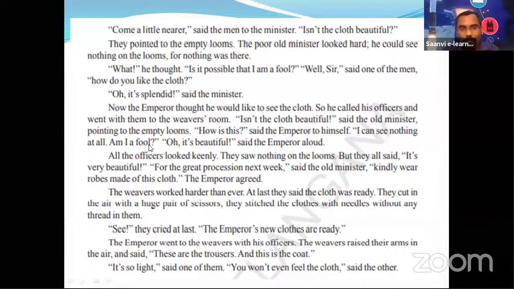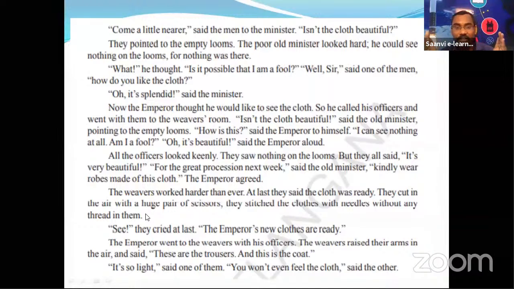The weavers worked harder than ever. At last they said the cloth was ready. They cut in the air with a huge pair of scissors. Then they started stitching the clothes with needles without any thread in them. So these two weavers just acted like they were making the clothes, but there was no cloth actually.